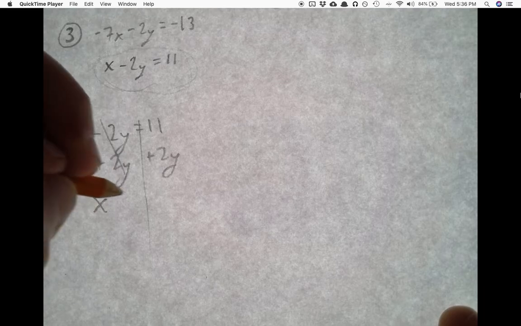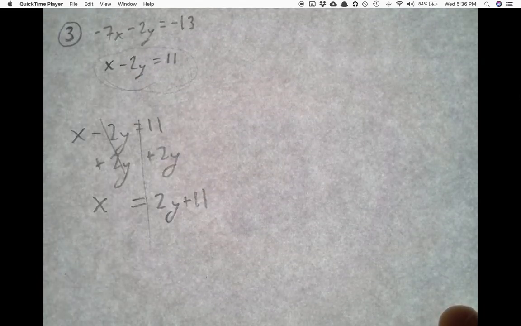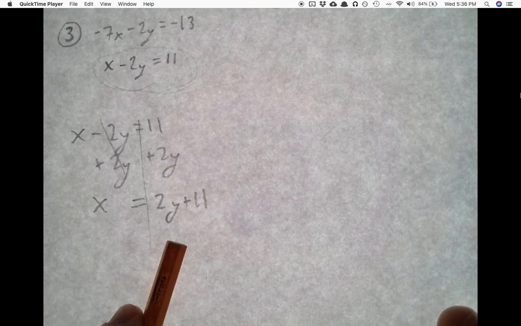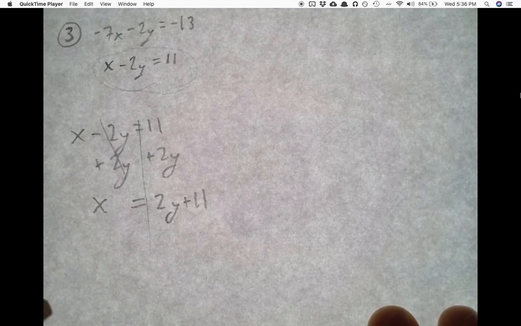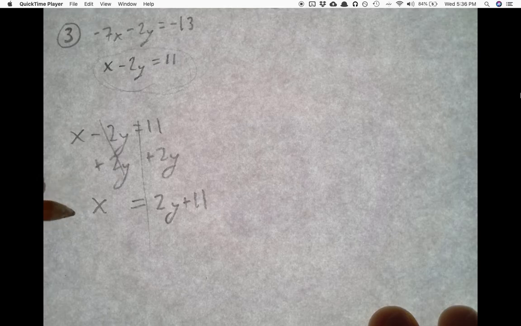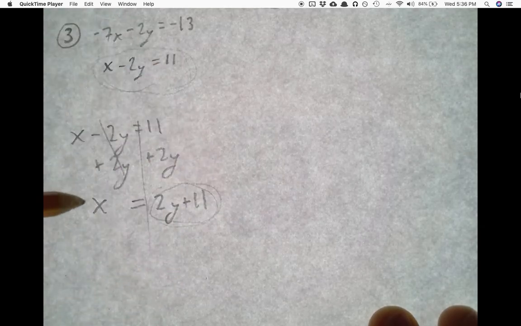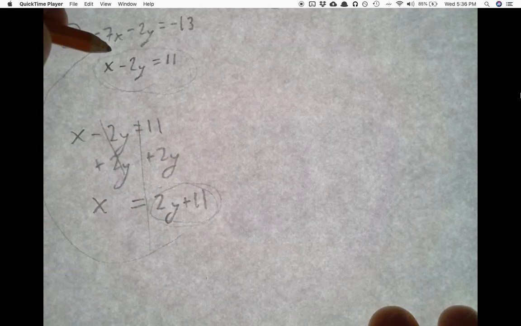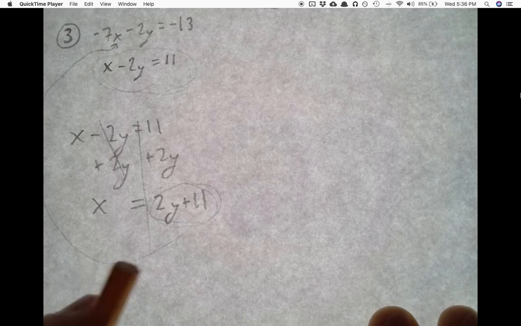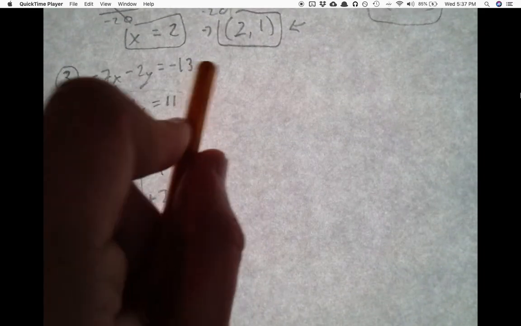Cancel that out, and all of a sudden, I've just created a scenario where I have a variable all by itself, just like we had in that first problem above. X equals 2y plus 11. So now that we got x alone, we can take this and plug it in to our other equation that we started with, substitute that x in for what we've got over here, and run it just like we did the questions above, right? Just like we did those questions up there.